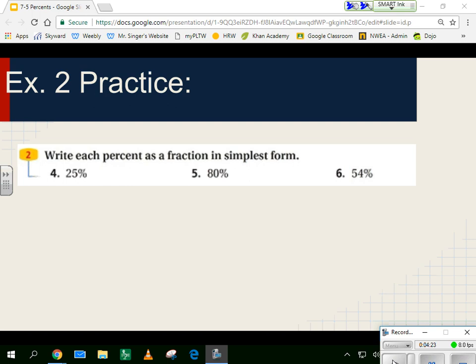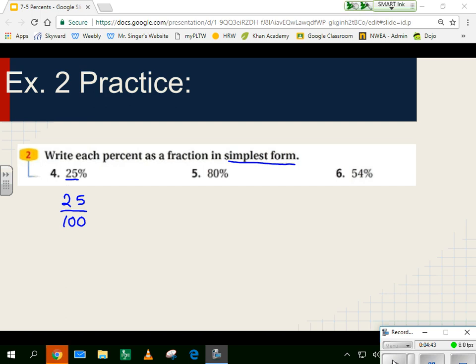All right, so again, we said percent is out of 100. So for every single one of these, your denominator is just going to be 100. Then all you have to do is look at the number. That becomes your numerator. Now we know 25 and 100 can be simplified, though. Since we've got to put it in simplest form, let's do that.